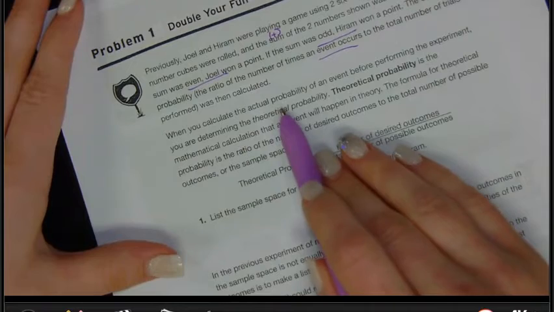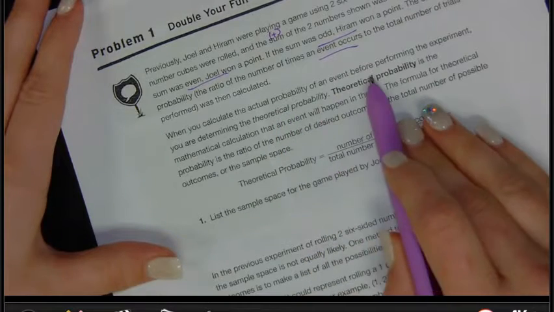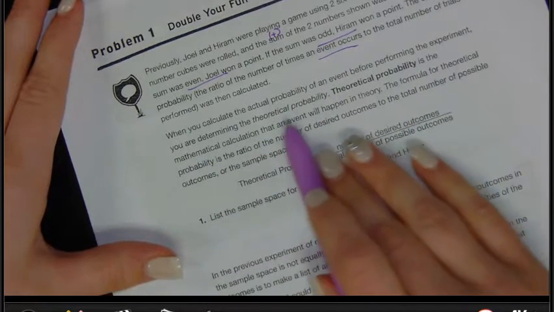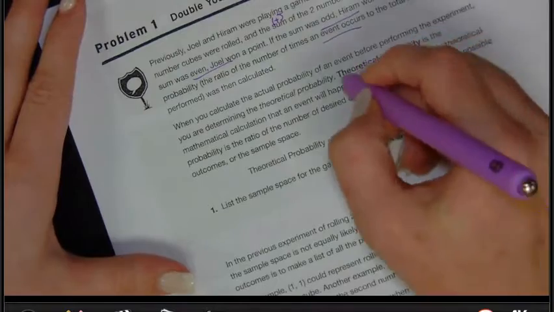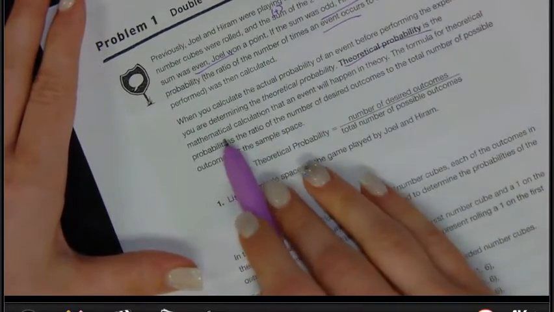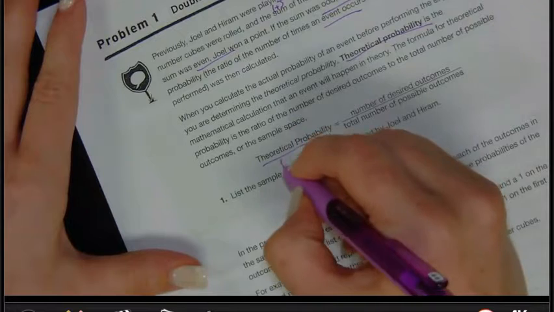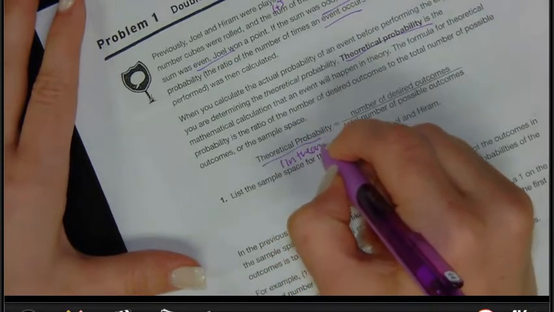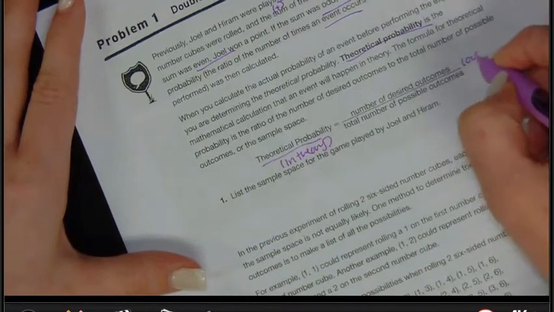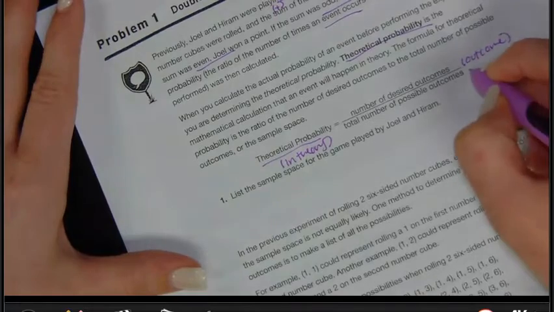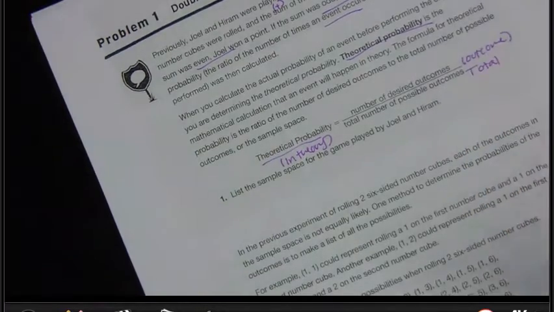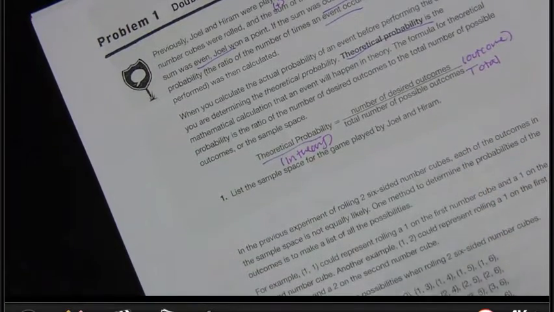When calculating the actual probability of an event before performing the experiment, you are determining the theoretical probability. Theoretical probability is the mathematical calculation that an event will happen in theory. So this is in theory, where we want our outcome over our total, our want over our total.